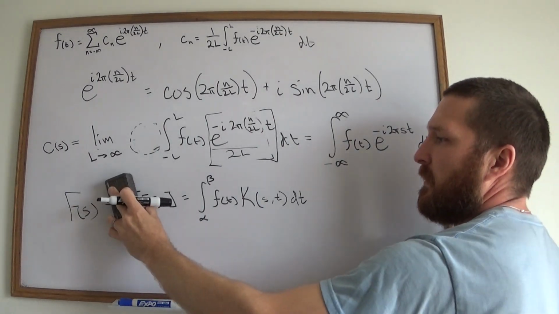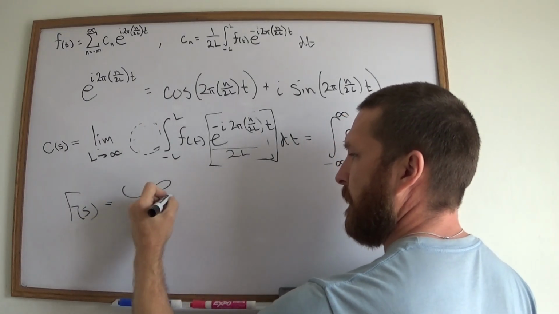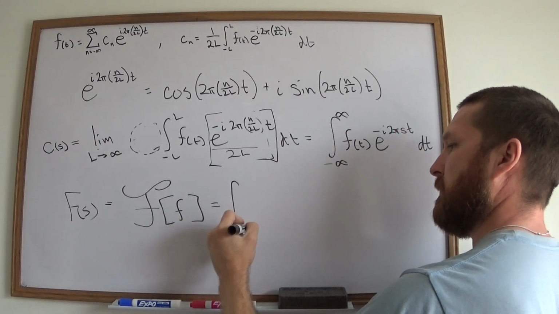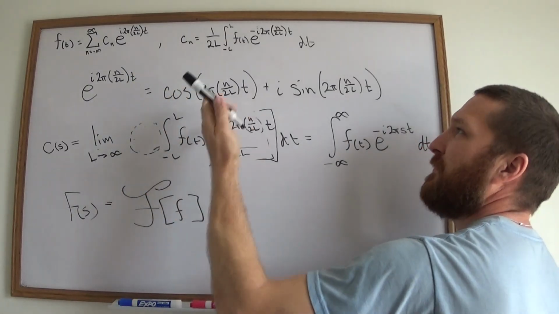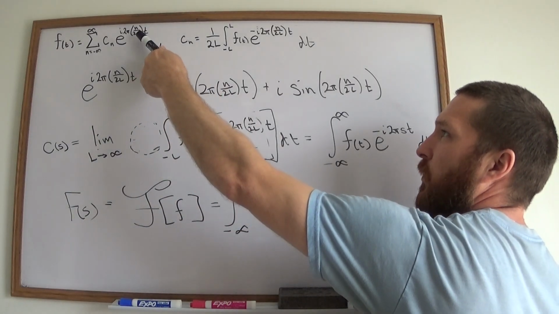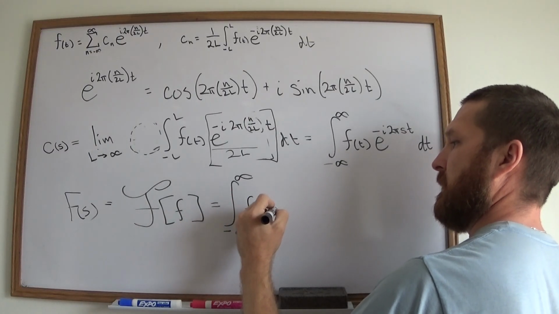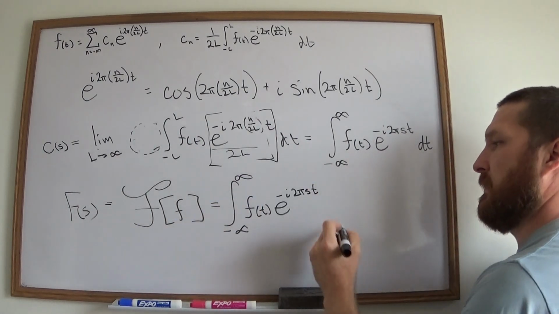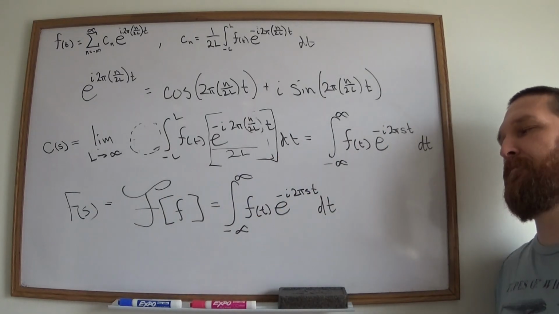This is in particular, we call this the Fourier transform of your function. And what it gives you is the coefficient in this expansion if you take the limit, which gives you access to all of the frequencies right there. f of t e to the negative i 2 pi s t dt. That's the definition of the Fourier transform.